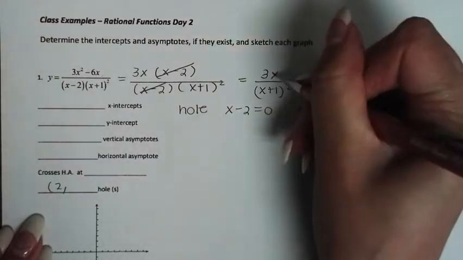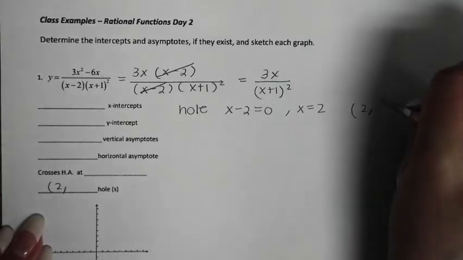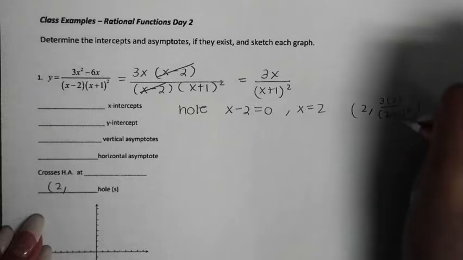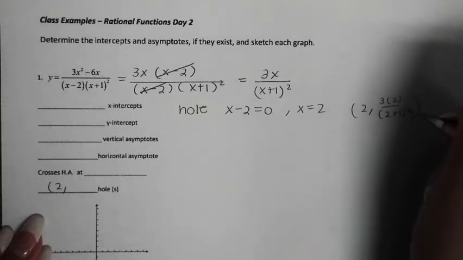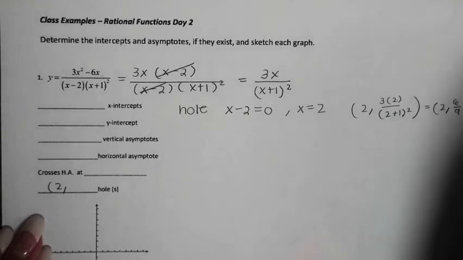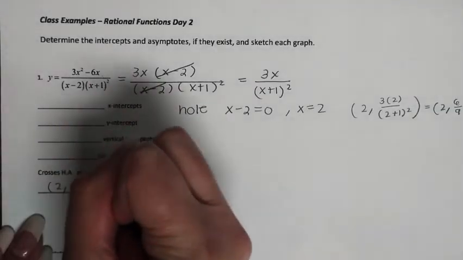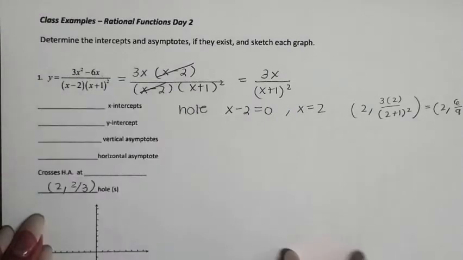Well, you plug it here, so you have that your hole is 2: 3 times 2 divided by (2 + 1)². So this is a 6. This one is going to be 3 squared, so I'm going to rewrite it here, 6 divided by 9, which you can easily simplify as 2 over 3. Okay, so that's our hole.